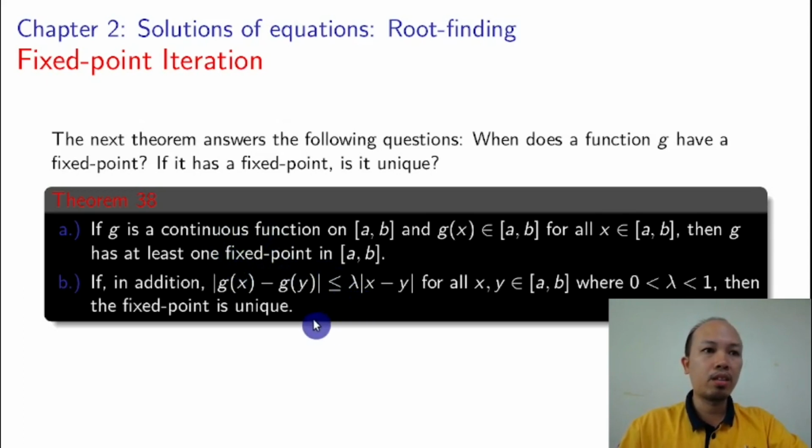Second is for the uniqueness. If in addition, meaning g is continuous and g of x is an element of the closed interval [a, b], these two conditions are true, and you add this condition, the absolute value of g of x minus g of y, meaning the distance between the function values of x and y, is less than or equal to lambda times the distance between x and y, for all x and y in [a, b], and of course your lambda is between 0 and 1, then the function g has a unique fixed point.